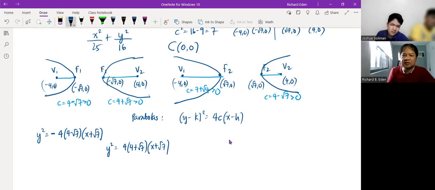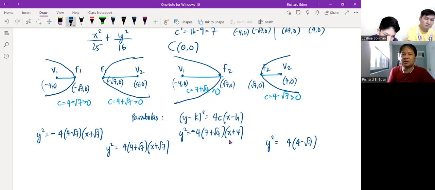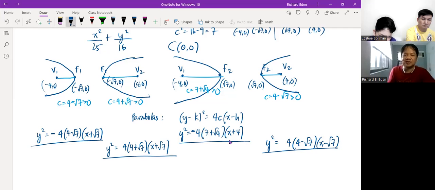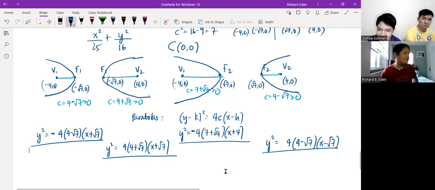And then for the third case, y squared equals 4 times 7 plus the square root of 4, which is positive, but the parabola opens to the left. So we need to put a negative symbol. And then x plus 4. And finally, y squared equals 4 times 4 minus the square root of 7, x minus the square root of 7. So these are the 4 parabolas, the 4 horsemen of the apocalypse.